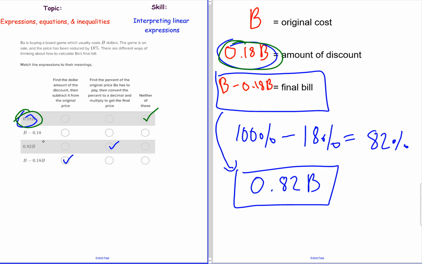B minus 0.18 would be like take the price and knock off 18 cents. It's much different than this, which is 18% of B. This is just B minus the decimal 0.18. So neither one of these apply. All right. This particular skill, guys, I'm going to warn you, is probably one of the tougher ones in probably the entire year. But it's very important to know how to apply variables and expressions and things like that. Let's go to the next one.